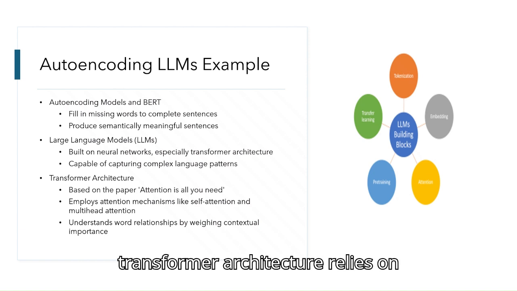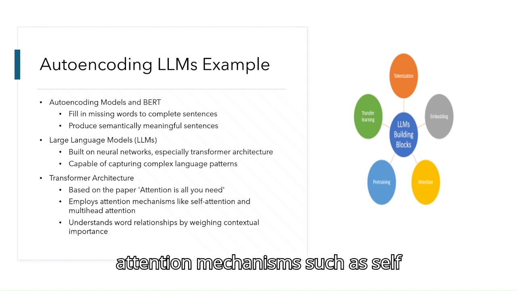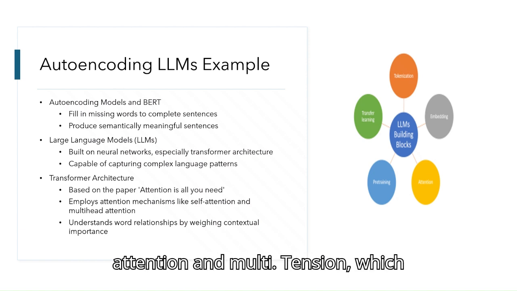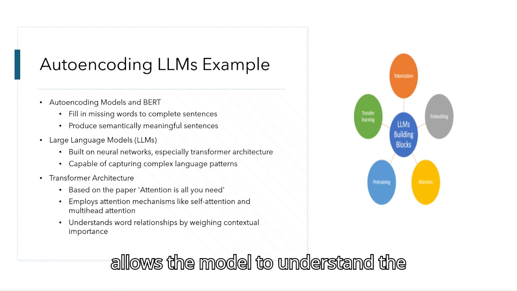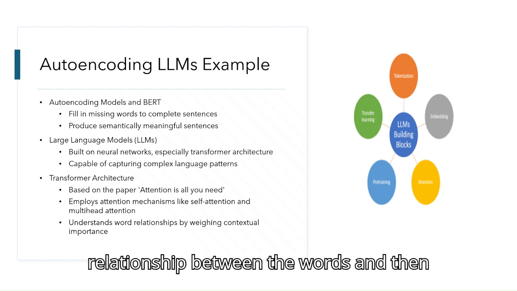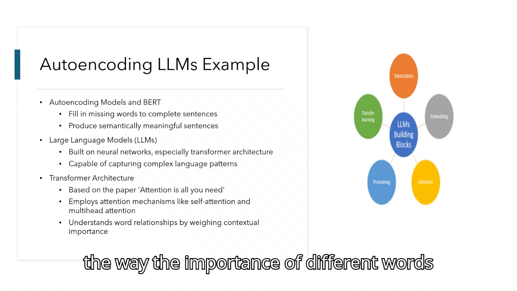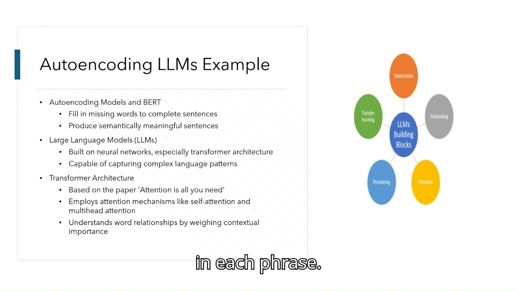The transformer architecture relies on attention mechanisms such as self-attention and multi-head attention, which allow the model to understand the relationship between the words and weigh the importance of different words in each phrase.